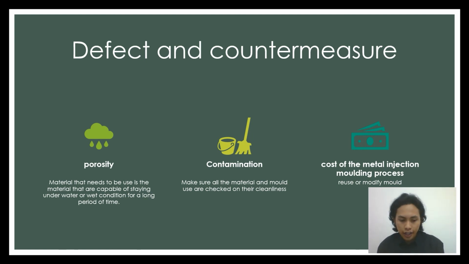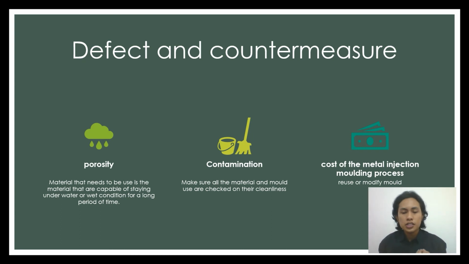For porosity, the material that needs to be used is a material that is capable of staying underwater or in wet conditions for a long period of time. After that, to avoid contamination, we have to make sure all of the material and molds used are checked for their cleanliness. And last but not least, we can reuse or modify molds in order to reduce the cost of the metal injection process.